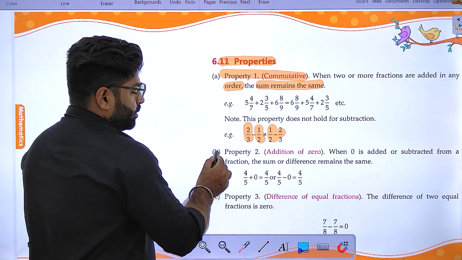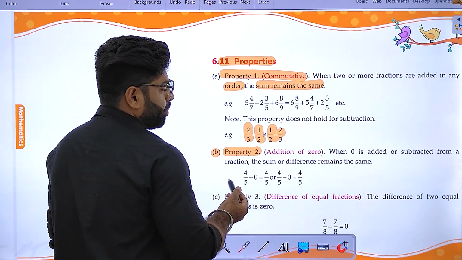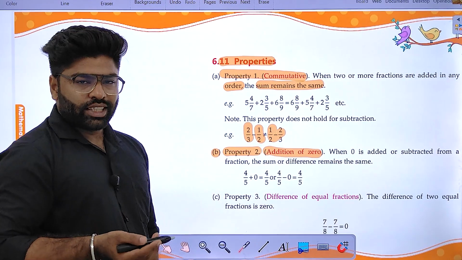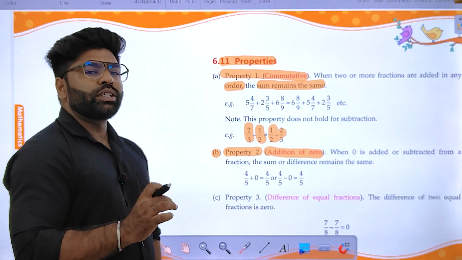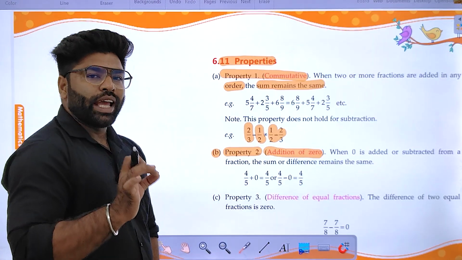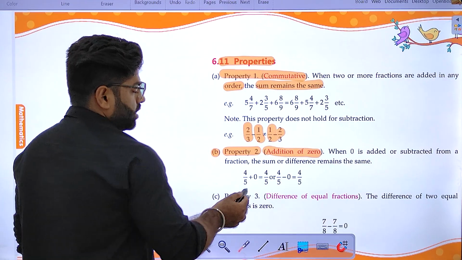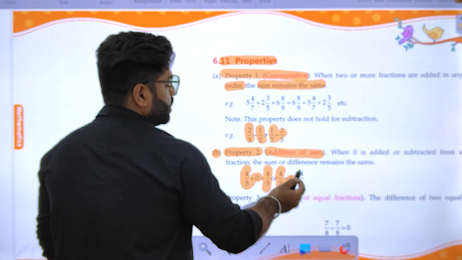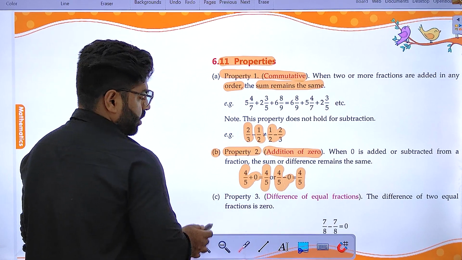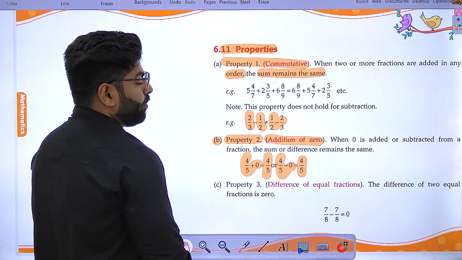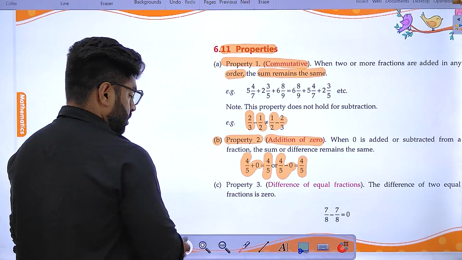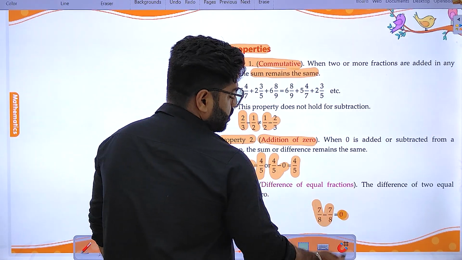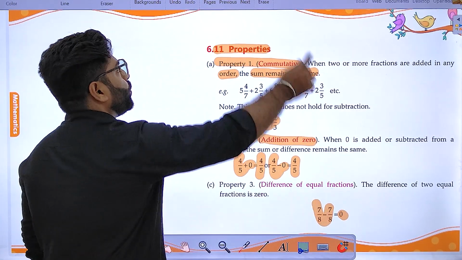Okay. Next is property B. Sorry, second property, addition of 0. If we add 0 to any number, we will have the same answer. Same goes with subtraction. If we subtract 0 from any number, then we will have the same answer. Just like 4 by 5 plus 0, 4 by 5 minus 0, is 4 by 5. Next is difference of equal fractions. Okay, if we subtract two equal fractions, then we will have 0.